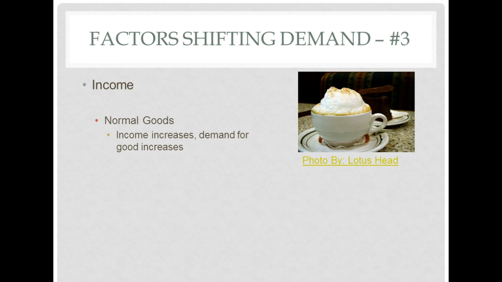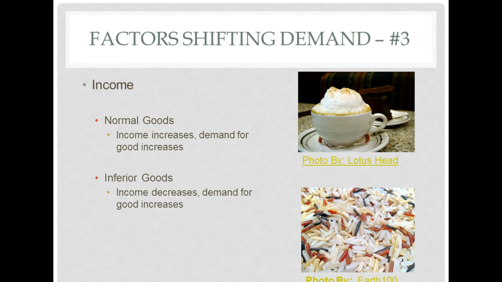The opposite of a normal good, though, is what's called an inferior good. And inferior goods are goods that when income decreases, demand for the good increases. When you have less money, you'll actually purchase more of the good. And a classic example economists use of inferior goods is rice.